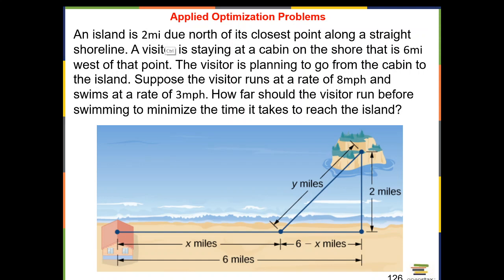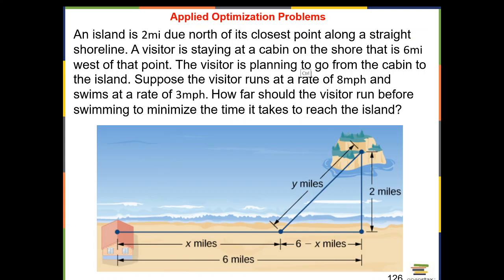It says an island is 2 miles due north of its closest point along a straight shoreline. So it's a straight shoreline. The closest is perpendicular to the shoreline, right? So that distance here is 2 miles, due north of its closest point on the shoreline. So that's it right there, 2 miles. A visitor is staying at a cabin on the shore that is 6 miles west of that point. So here you go. This is the point. Here's the cabin, 6 miles west of it. So this distance is 6 miles.